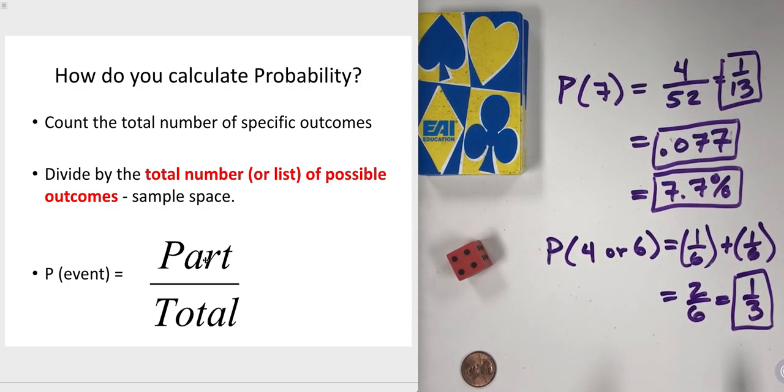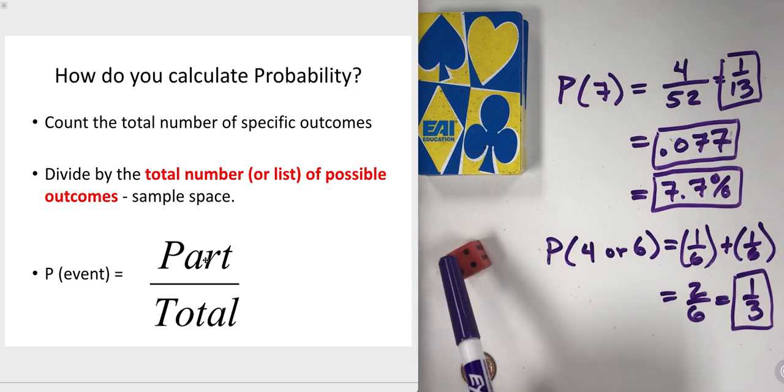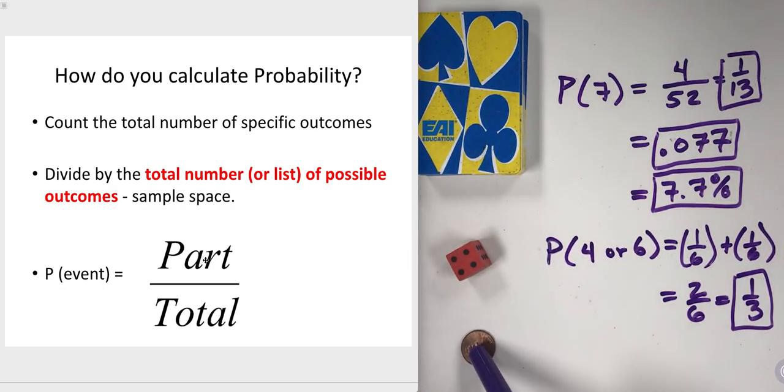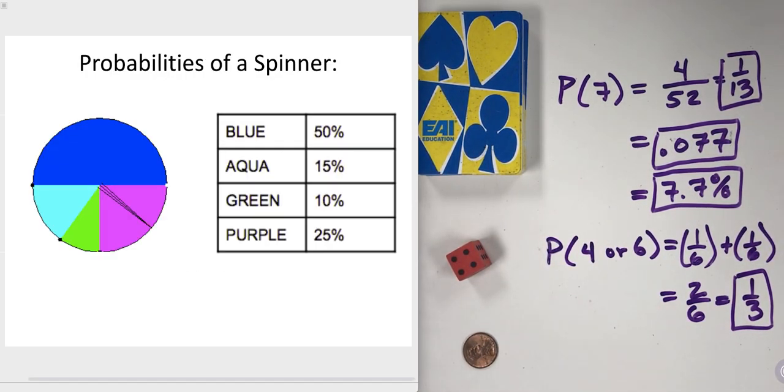And that's what single events look like. So single events could look like you rolling a die, pulling a card, flipping a coin. Those are very common. You're going to also recognize spinners as well.